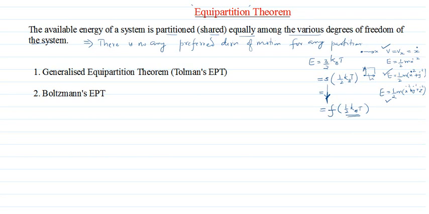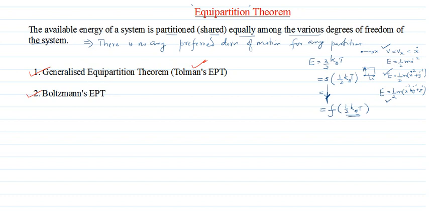Right now, in our topic, we will be discussing a more general form of the equipartition theorem. Usually the equipartition theorem is stated as a generalized statement, known as the generalized equipartition theorem, otherwise known as Tolman's equipartition theorem. And there is a more specific version known as Boltzmann's equipartition theorem. We will discuss both one by one, and as per the need we will go to one of these.